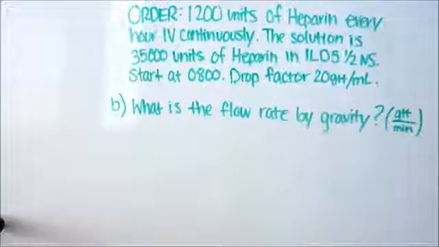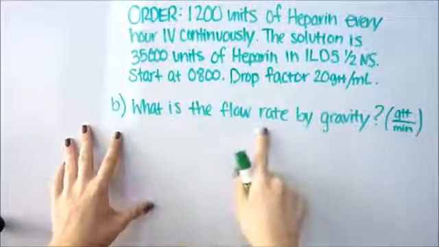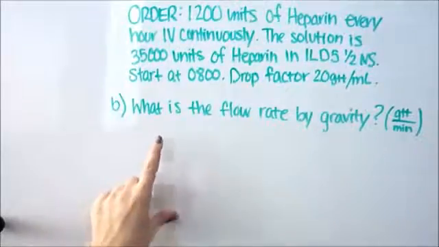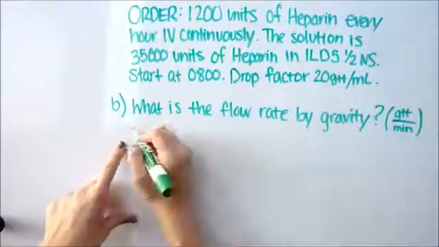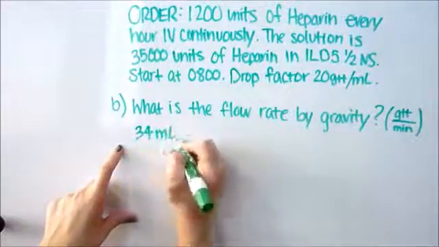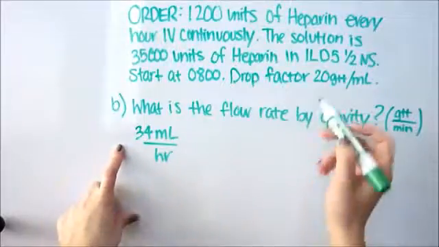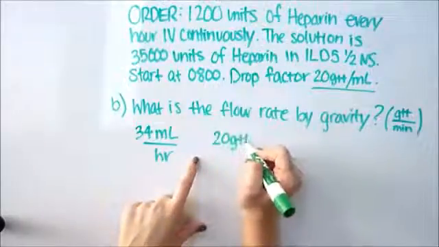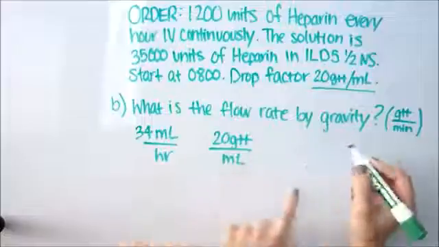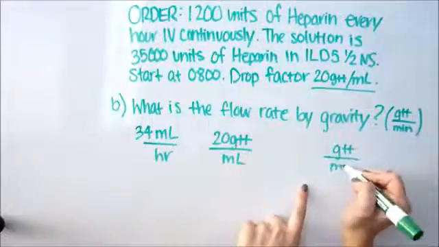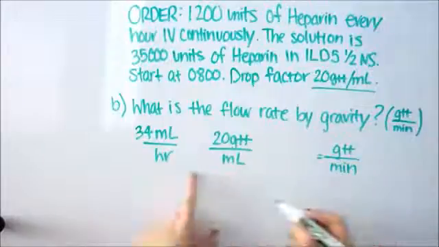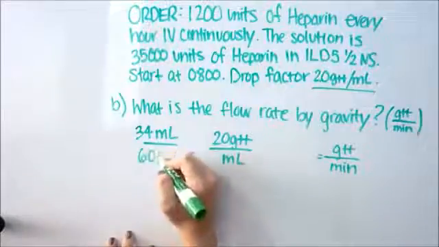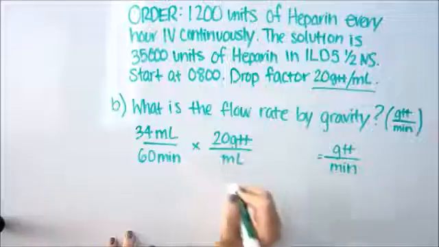Yay! So now we're going to look at what is the flow rate by gravity. That basically means drops per minute. So what we're going to need is our information before, which was 34 mL per hour, right? And we're going to have to use our calibration, which is 20 drops per mL, because we need drops per minute on the other side. So we're going to switch the hours to minutes, 60 minutes in an hour, right? And we're going to multiply this.